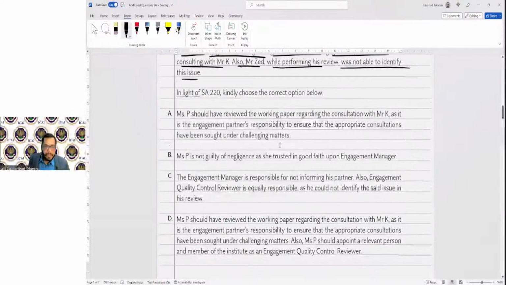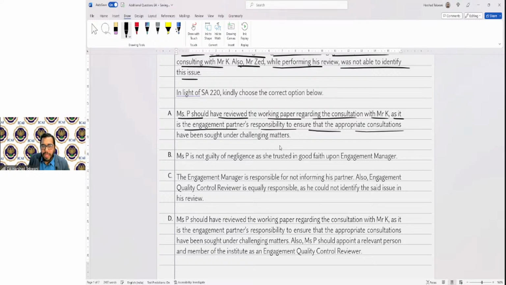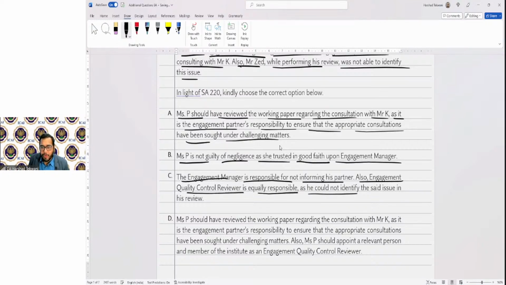Now, these are the options. You need to select one option. What is the appropriate answer here? Ms. P should have reviewed the working paper regarding the consultation with Mr. K, as it is the engagement partner's responsibility to ensure that appropriate consultation has been sought under challenging matters. Ms. P is not guilty of negligence as she should have trusted in good faith upon the engagement manager. The engagement manager is responsible for not informing his partner. Also, the engagement quality control reviewer is equally responsible as he could have identified the issue in his review.